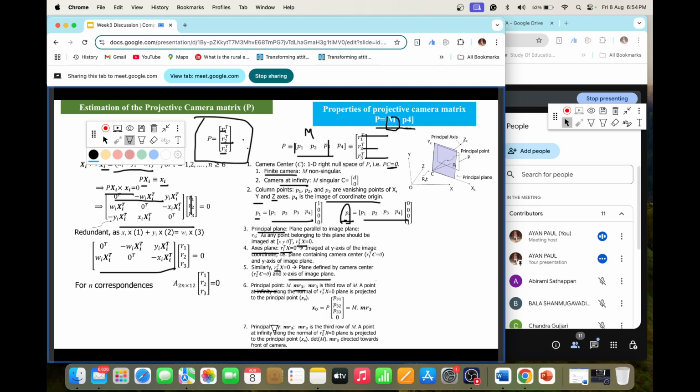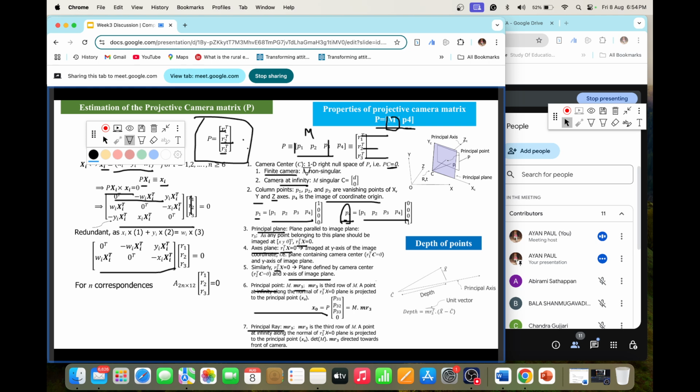Now what about the principal ray? The principal ray can be found out by R3Tx. R1, R2 and R3 we have already discussed regarding the axis planes. R3Tx equals 0 is nothing but our principal plane. So this is regarding the principal point. The principal point, two axis planes, and the principal plane are important. Column points you have already seen, and another is the camera center.